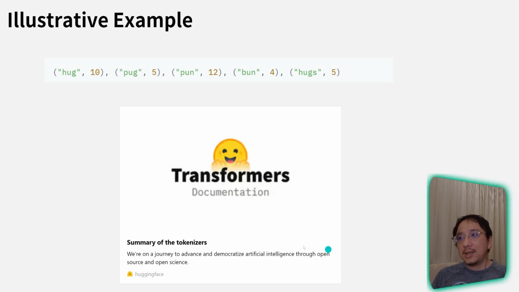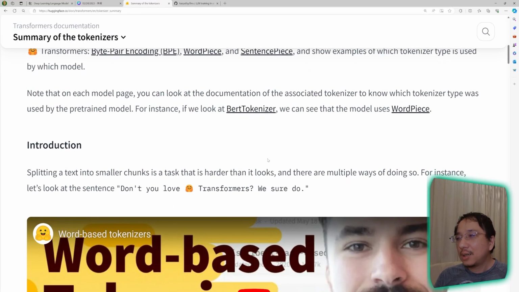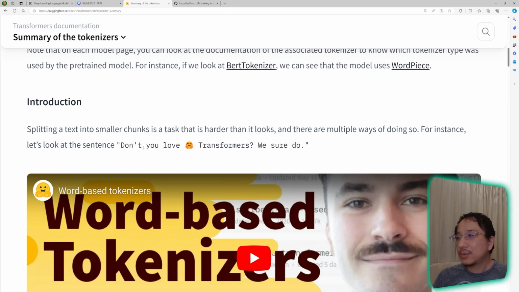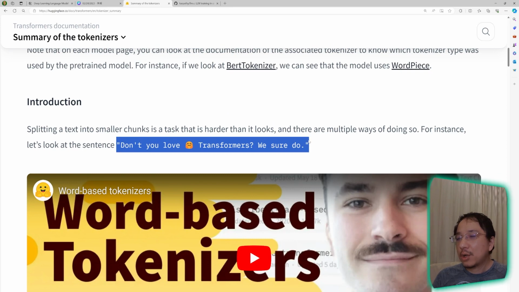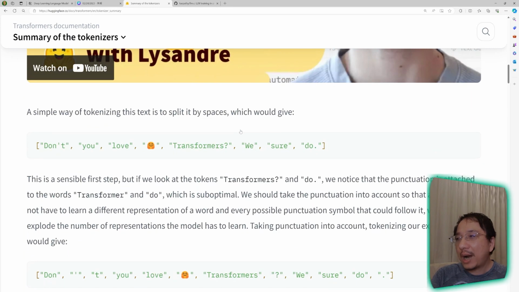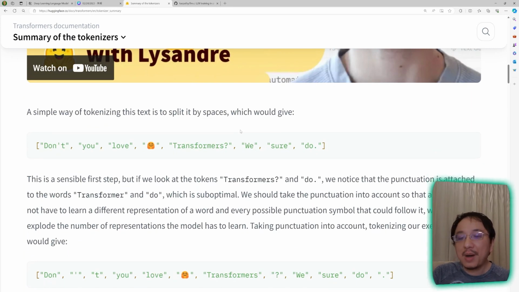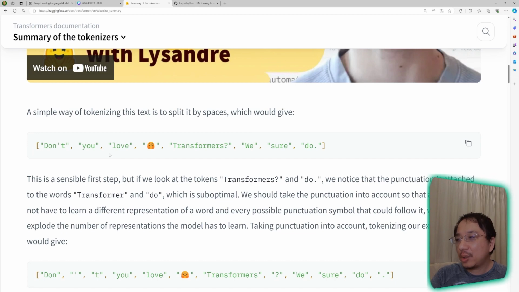So here is an example taken from the Transformers documentation of Hugging Face. First we start from word-level tokenization. Let's take for example this sentence: Do you love Transformers? We sure do. Not only does this have many English words, it also has an emoticon here. If we split these words by space, we can easily get Do, you, love, this smiling face, and Transformers. We sure do.